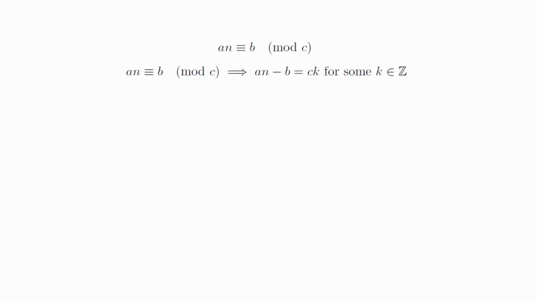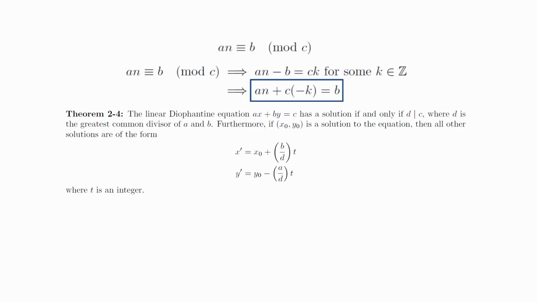If we look at the equation a times n is congruent to b mod c, we can see that it can be rewritten as an minus b is equal to c times k, which is also expressible as an plus c times negative k is equal to b, where n and k are unknown integers. This is essentially the same as solving ax plus cy equals b, which we've already done except for the transposition of a couple symbols.